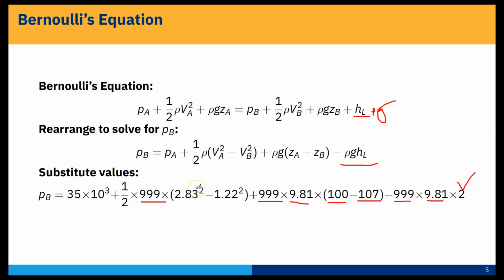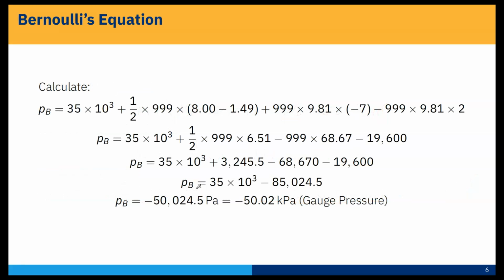So now if I simplify, we will get PB as minus 50.0245 pascal. So that is minus 50.02 kilopascal gauge pressure. Means at point B, the pressure is in vacuum. Means at B it is vacuum pressure, because the negative sign is there, meaning vacuum pressure is actually created in that section. So that's it.